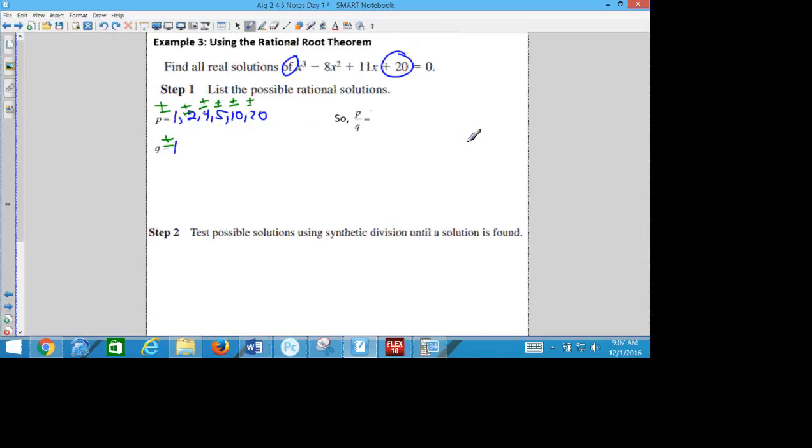So we're going to have plus minus 1 over 1, plus minus 2 over 1, plus minus 3 over 1. No, just kidding, there's no 3. 4 over 1 is what I meant to do. Plus minus 5 over 1, plus minus 10 over 1, and plus minus 20 over 1. So those are all the possible solutions.